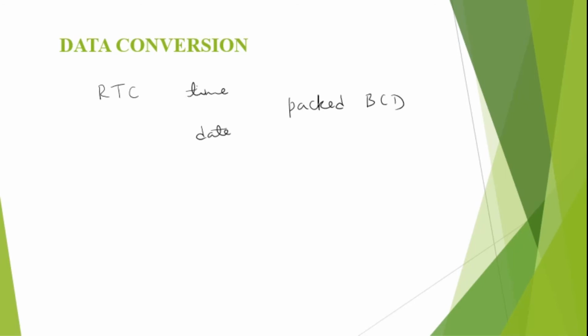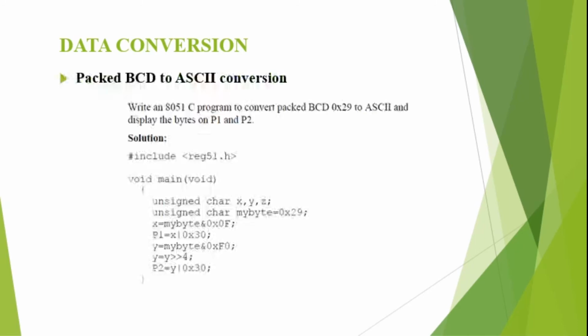If this data has to be displayed on an LCD device, or if it has to be printed by the printer, then it has to be in ASCII format. So we require the conversion from packed BCD to ASCII. The first data conversion we have is packed BCD to ASCII. A packed BCD number should be converted to unpacked BCD and then to ASCII.